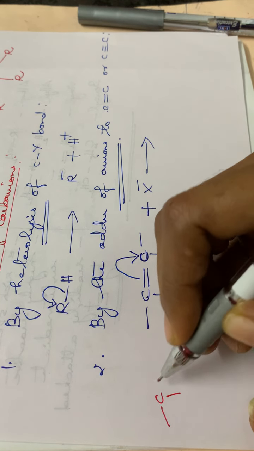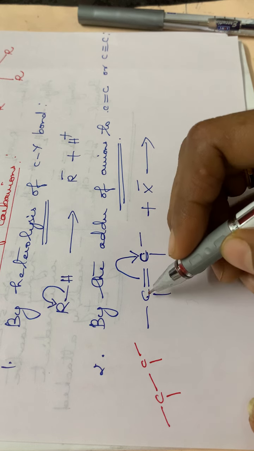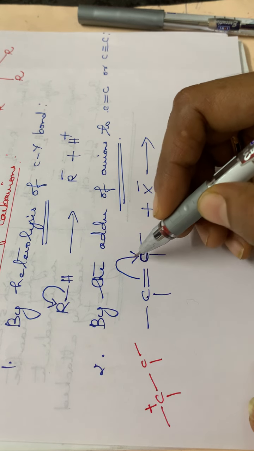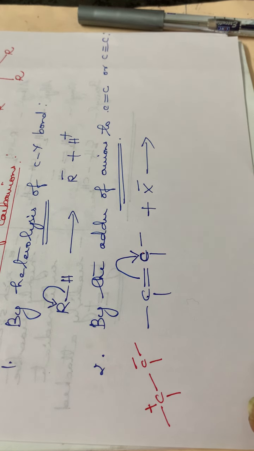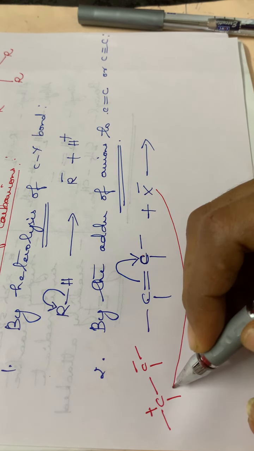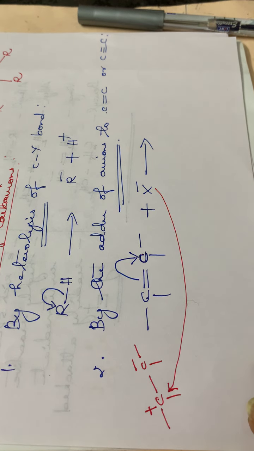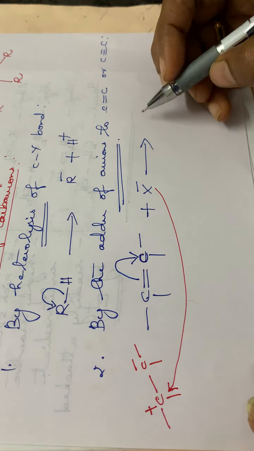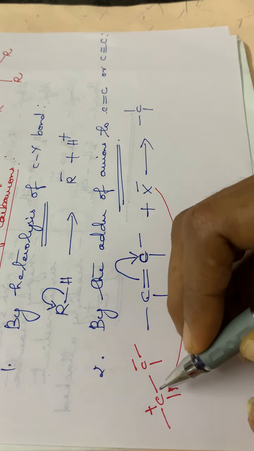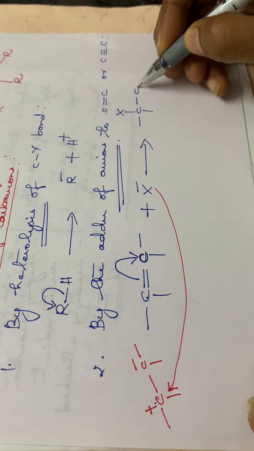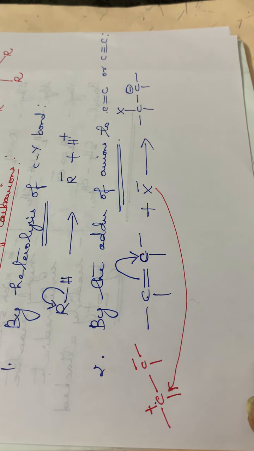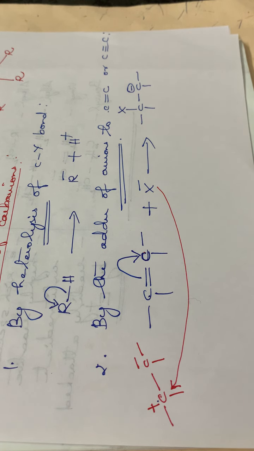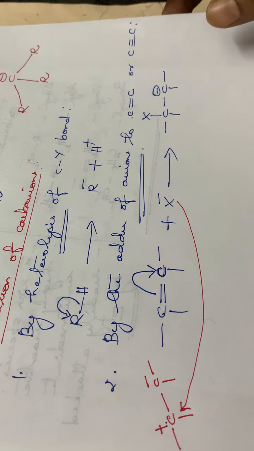I will write it like this: C single bond C, the double bond is broken. Here this carbon gets a positive charge and the electron pair moves to this carbon atom, so that it becomes a negatively charged carbon atom. This X minus will attack the positively charged carbon atom. So the product is like this: the first carbon atom has X and the second carbon atom has a negative charge. This is about the formation of carbanions. Hope you are clear with these two simple reactions.